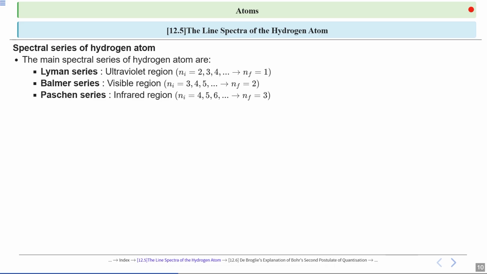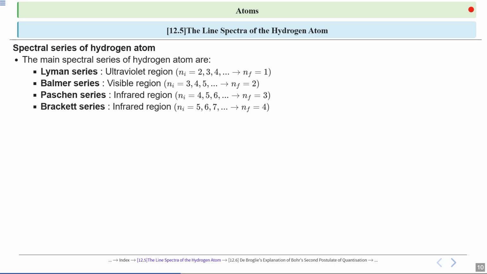Now we have the Paschen series, which appears in the infrared region. In this case, electrons move from n equal to 4, 5, 6 and so on down to n equal to 3. That means n final for the Paschen series is 3. Since infrared light has longer wavelength than visible light, we can't see these lines with our eyes, but special detectors can pick them up.